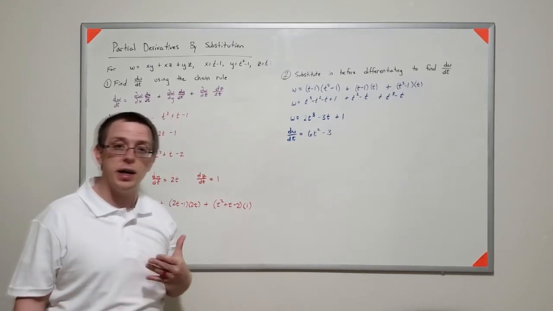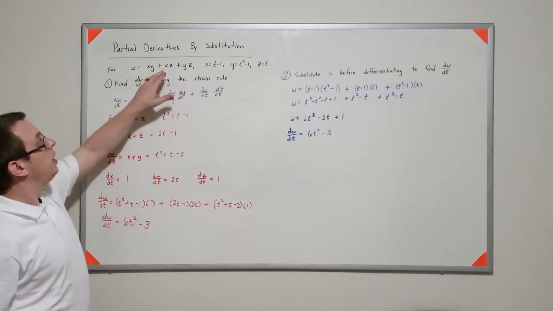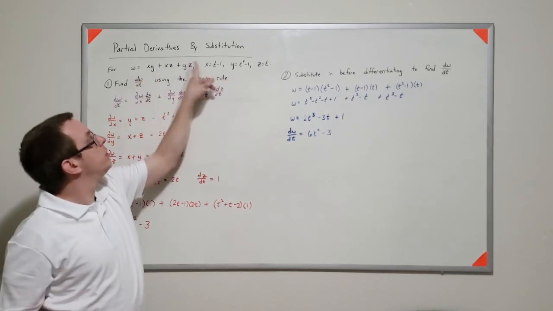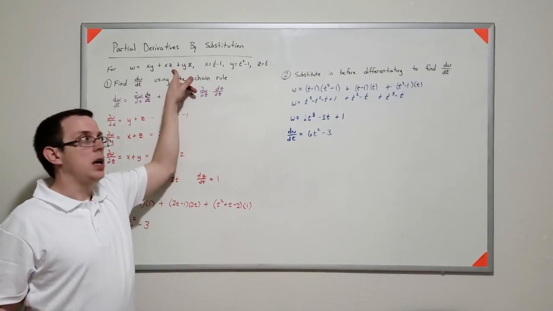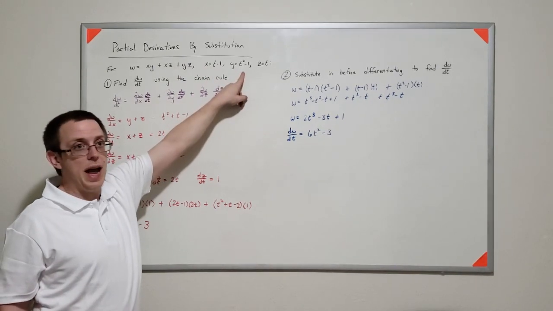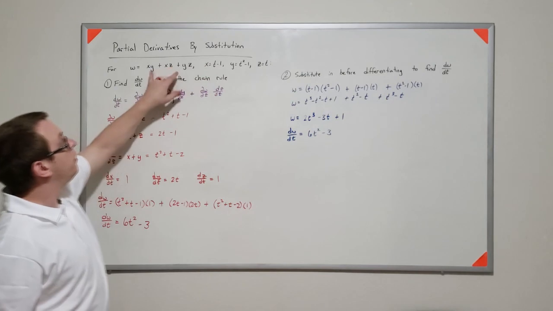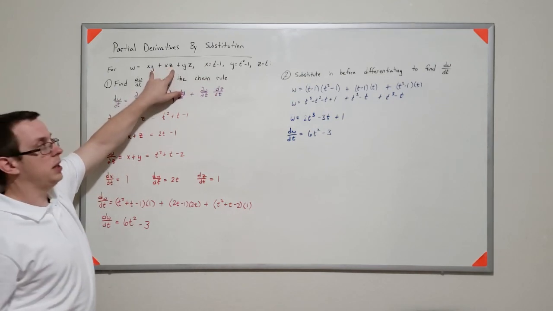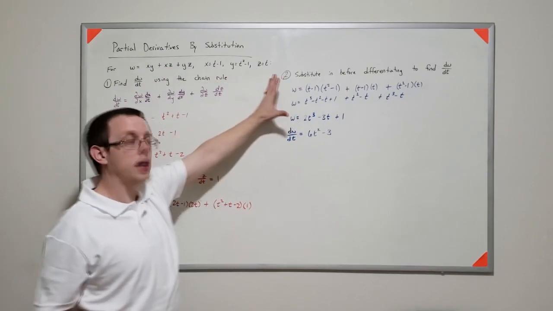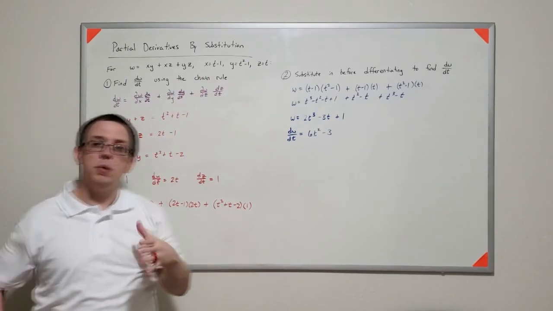So realistically, take a look at what these functions are, and if these functions are really nasty, don't do it this way. If these functions are really nasty, do it this way. So you're just kind of picking your poison.